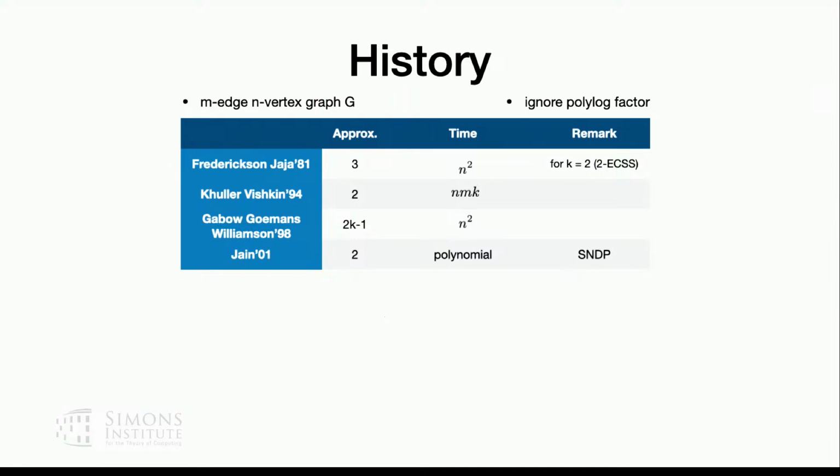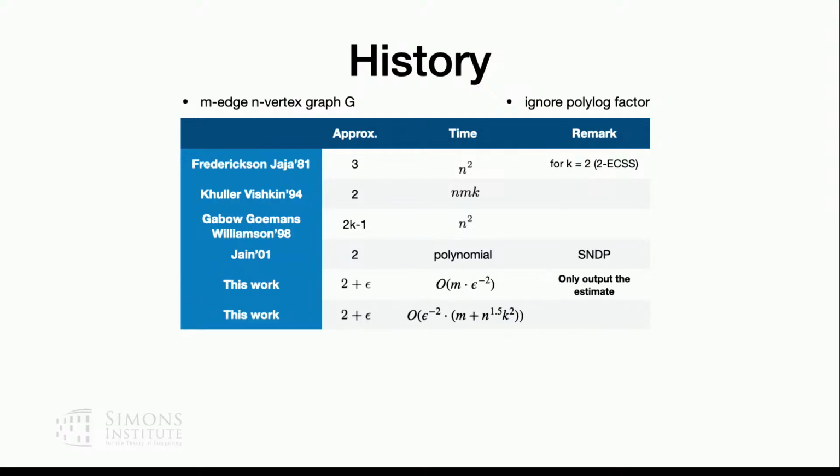So in terms of the complexity of this problem, for the case of very small k, let's say for 2-ECSS, you can do 3 approximation in quadratic time. And for general k, you can also do 2 approximation in mnk time, or you can do something like 2k-1 approximation in quadratic time, and so on. And also there's an algorithm by Jain that gives 2 approximation and solves a much broader class, not just kECSS.